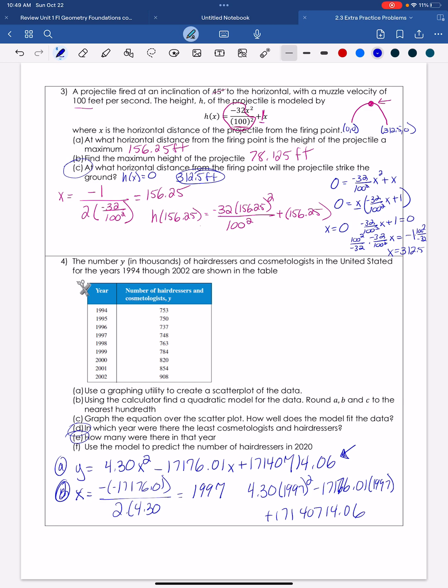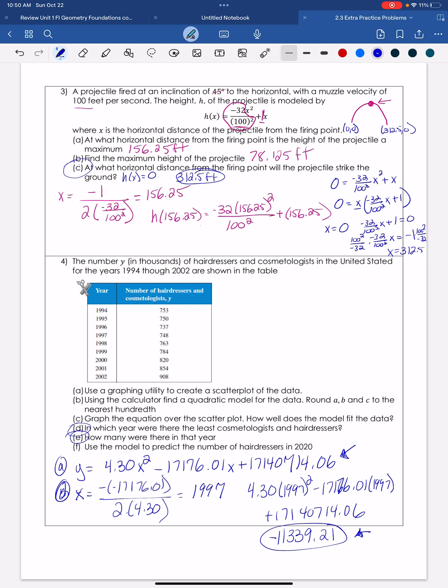And for some reason, I get negative 11,339.21. So apparently, back in 1997, we were short quite a few hairdressers. And I'm not exactly sure what went wrong there.